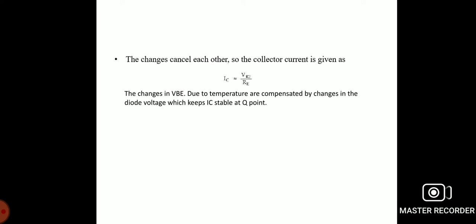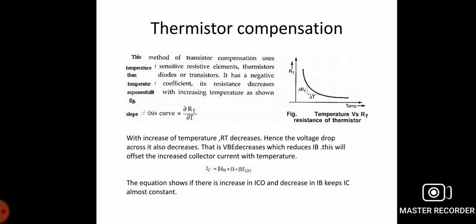Now we can move to the second compensation method, that is thermistor compensation. This method of transistor compensation uses temperature-sensitive resistive elements. The thermistor, unlike a diode or transistor, has a negative temperature coefficient. Its resistance decreases exponentially with increasing temperature. So we have to see the temperature-resistance characteristic of a thermistor.